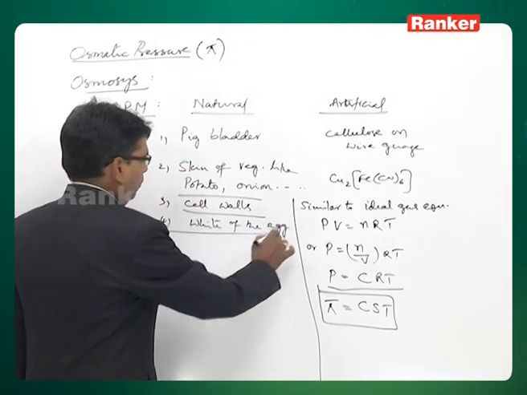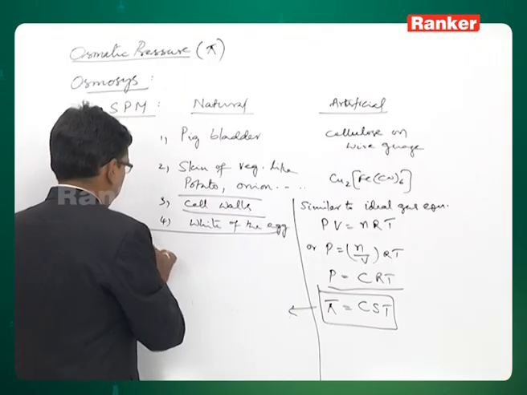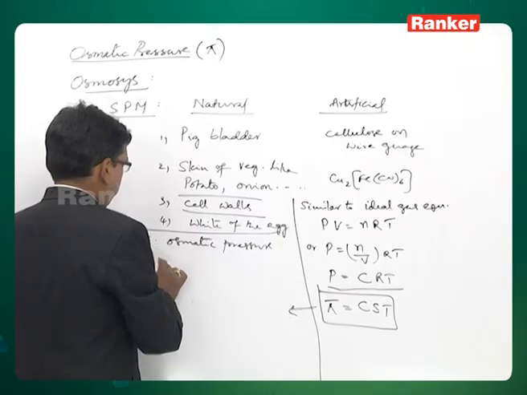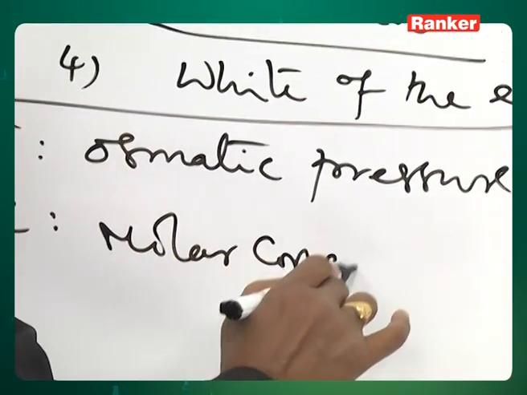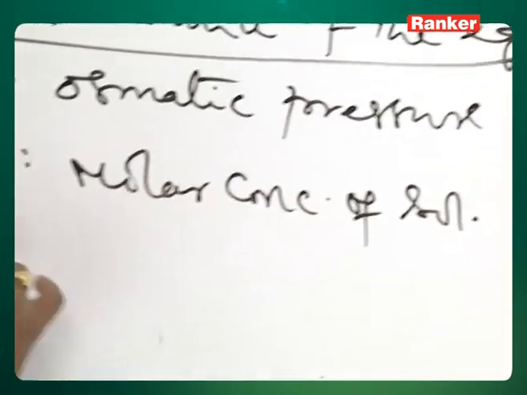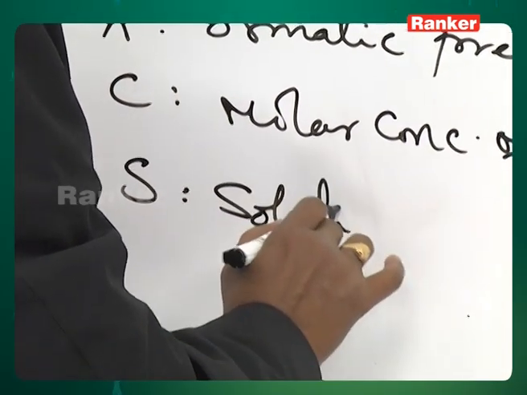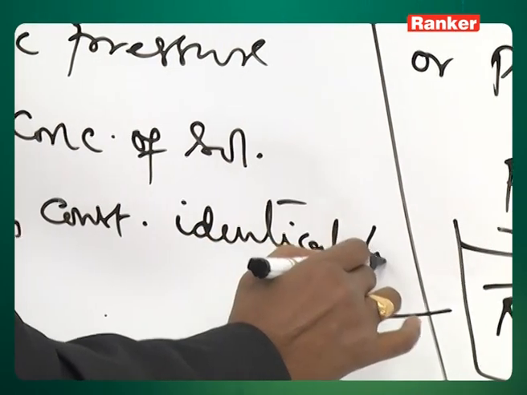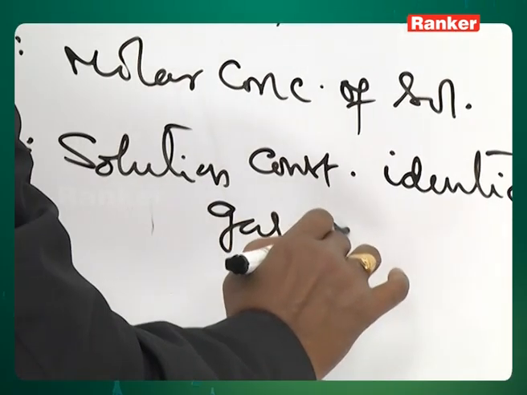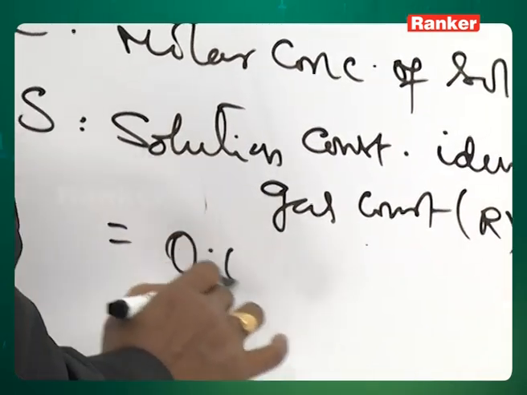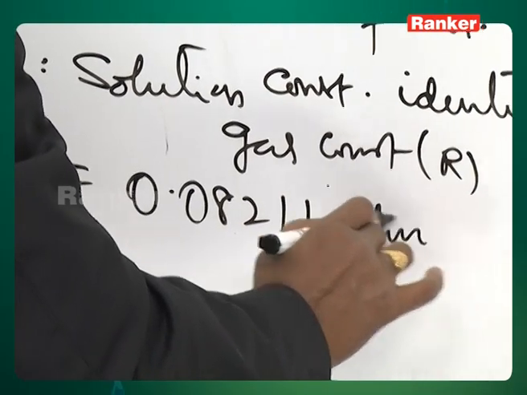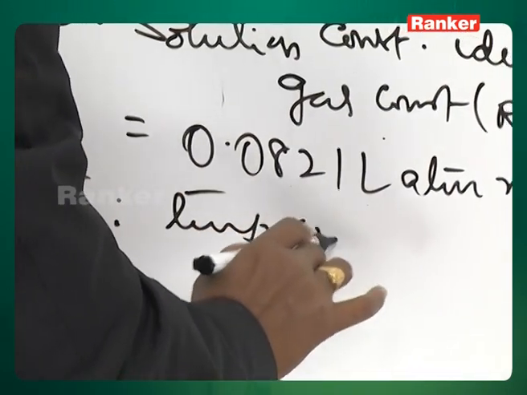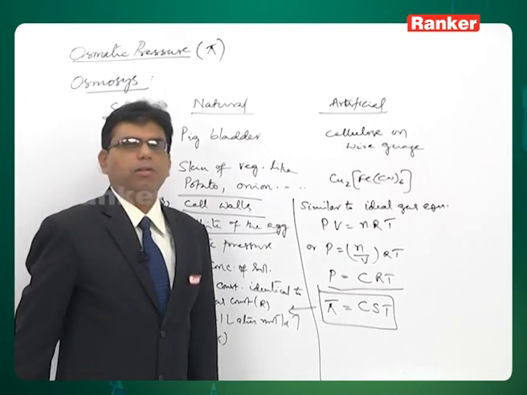This pi equals CST, this pi is the osmotic pressure of the system, C is of course the molar concentration of the solution, S is what we call the solution constant, which is identical to the gas constant R whose value is equal to 0.0821 liter atmosphere per mole per Kelvin. T is of course the temperature in Kelvin scale at which the process of osmosis is being carried out.